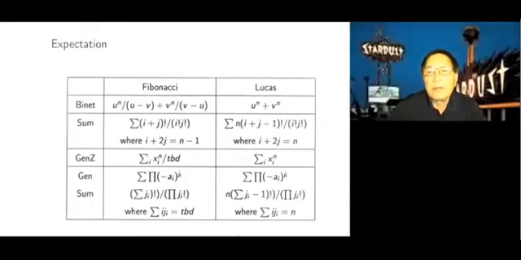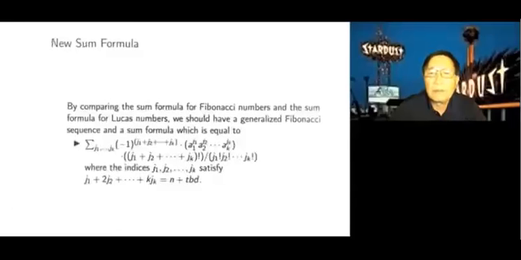We will define a generalization of Fibonacci numbers as a sum of the powers of the roots divided by something. We will have a sum formula which is equal to a sum of products of powers of coefficients with a quotient of factorials. In the next slide, I will give more details on what the new sum formula looks like.